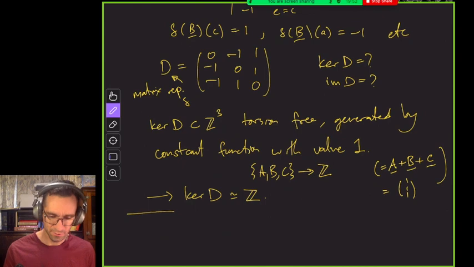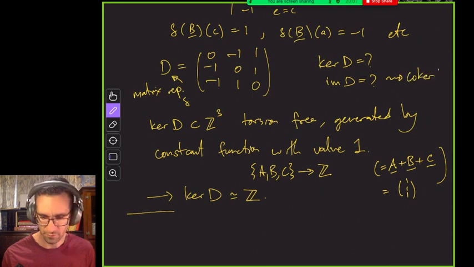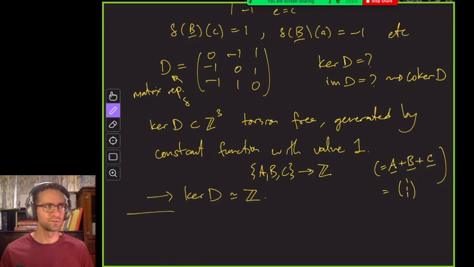So what's the image? And really, we can get a co-kernel. I presume people have seen the notion of co-kernel before, but if you haven't, it's just the codomain of the linear map mod the image. We're going to think about kernels and co-kernels a lot. So we first need the image.